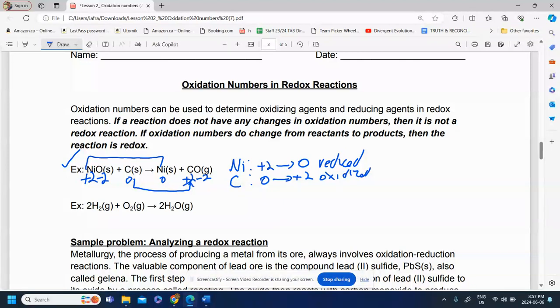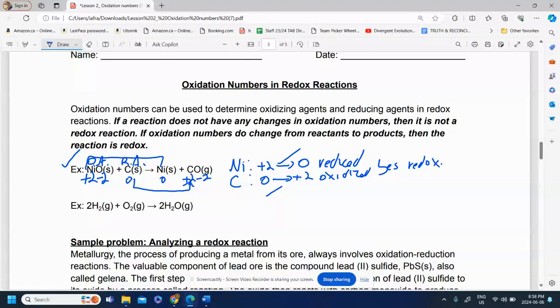The compound that contained Ni here is therefore the oxidizing agent since it was reduced. And C is the reducing agent since it was oxidized. The main point is that because the oxidation numbers changed from one side to the other, this is considered a redox reaction.